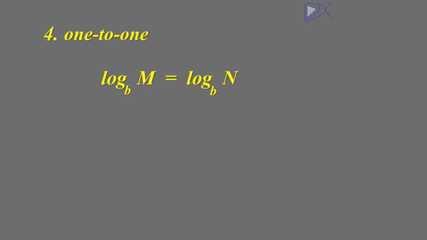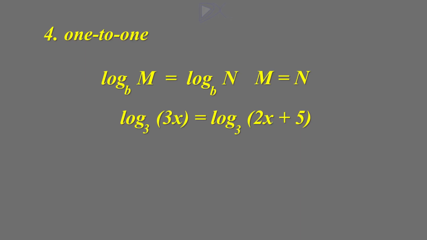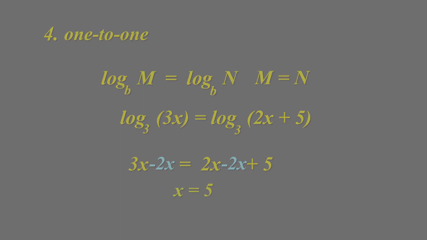Next property is the one-to-one property, which is log b of m is equivalent to log b of n if and only if m is equivalent to n. Notice the bases are the same. We can use this property to solve an equation like log 3 of 3x equals log 3 of 2x plus 5 for the unknown x. Since the bases are equal, we can set the arguments 3x and 2x plus 5 equal. Then subtract 2x from both sides of the equation to get x equals 5.